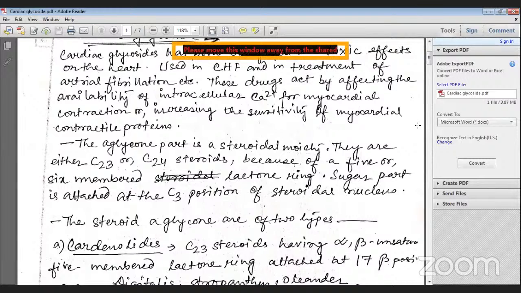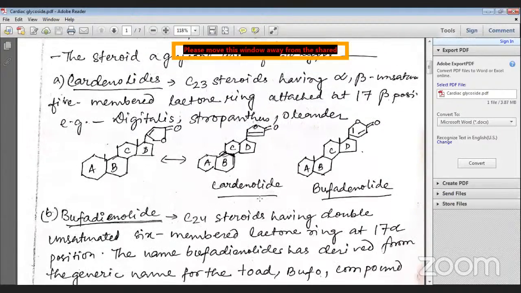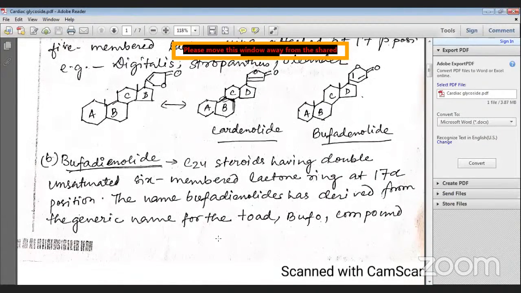In cardenolide, the steroidal moiety is basically C23 or C24 in nature, means it contains 23 carbon atoms or 24 carbon atoms. In the cardenolides, there are 23 carbon atoms, and in case of bufadienolide, there are 24 carbon atoms.